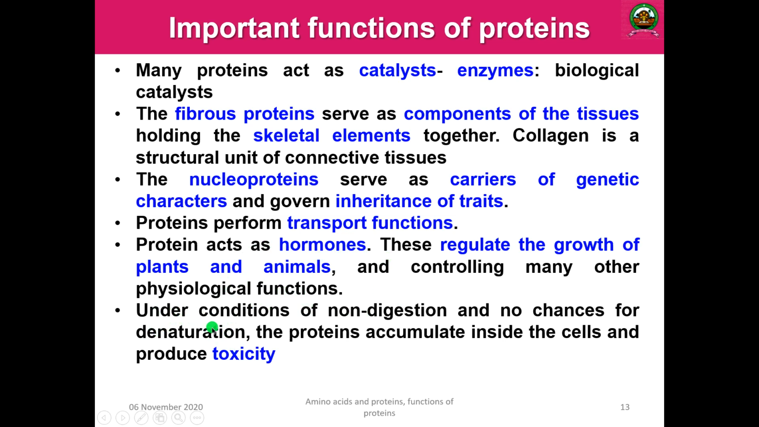Under certain conditions, that is under the condition of non-digestion or no chances for denaturation, in the absence of denaturation or in the absence of digestion, the protein will accumulate in the body and produce toxicity. So if the protein is not denatured or not digested properly, then it will create a problem. That is why you have studied the digestion and absorption of protein in physiology. That is very, very important.